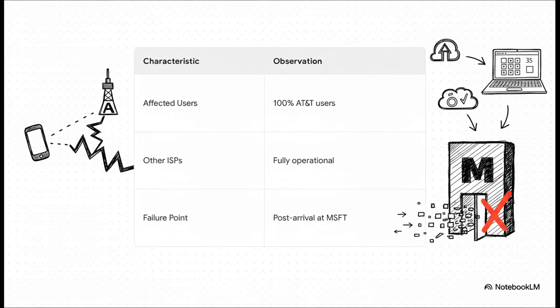Let's just look at the evidence here. The outage only, and I mean only, affected users on AT&T's network. If you were on any other internet provider, Microsoft 365 worked perfectly. And the data showed that traffic from AT&T was getting to Microsoft's front door successfully, but then it was just disappearing right after it got inside. The problem was precisely at that handoff point.